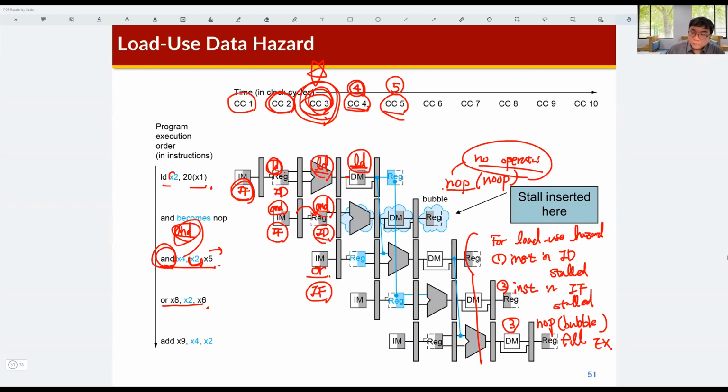So we can know the first thing: how to detect the data hazard, that means the pipeline stall. How and when to detect the pipeline stall by the load instruction. So let's focus on the when.